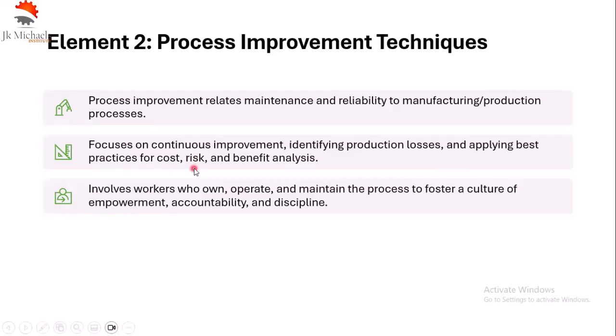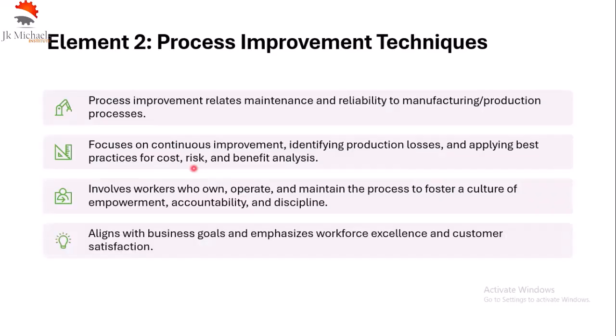Right. Now, process improvement techniques should involve everyone within the organization. So anyone who operates, owns, or maintains a process should be brought in because it's supposed to be a team effort. We also want to ensure that we have a culture of continuous improvement, a culture of empowerment where people take responsibility for the outcomes of the processes they own. A culture of discipline and accountability is very good for building a continuous improvement culture.